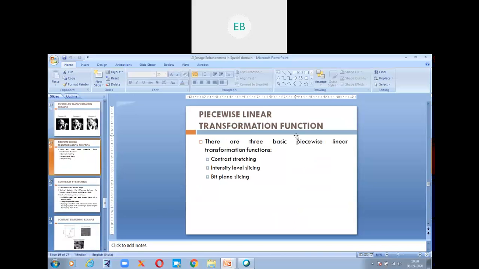Piecewise linear transformation is again divided into three types, right? That is contrast stretching, intensity level slicing and bit plane slicing. So what is contrast stretching? Remember what is contrast stretching? Why do we use this concept in images?